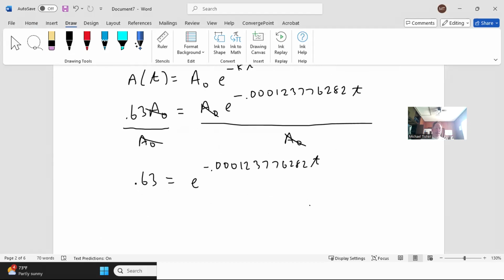To do that, we'll take the ln of both sides. So anytime you have a variable in the exponent, we can always take the log of both sides to bring that variable down so that we can get it by itself later. So let's take the ln of both sides. And we're doing ln because e is related to the ln. So ln of 0.63 is equal to ln of e to the negative 0.00012377682t.